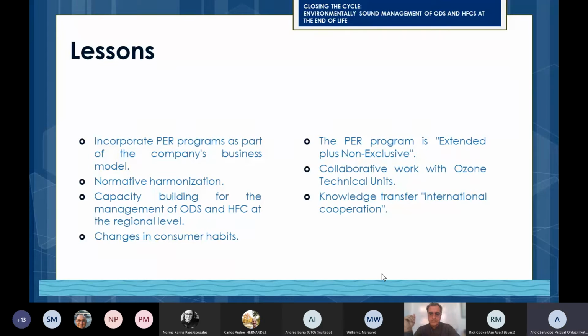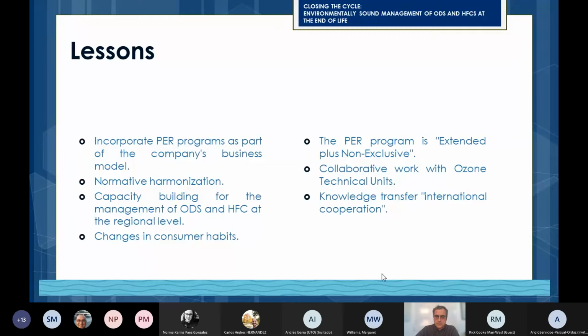We said that the PR program is extended plus non-exclusive. I think it means that it's extended but not exclusive. This means that to successfully implement this regulation, it is important to bring efforts together from different parties, because it's not something that may be sorted out by a single stakeholder, only the producer. I think Nidia explained that clearly. It takes articulation of all different stakeholders, the government, producers, sales force, everyone, to be able to make this change in consumption patterns amongst the population.